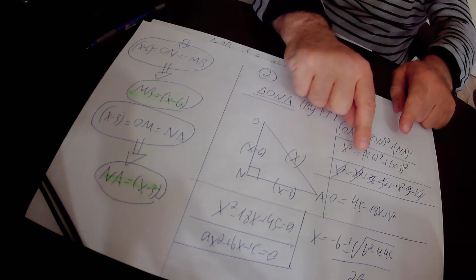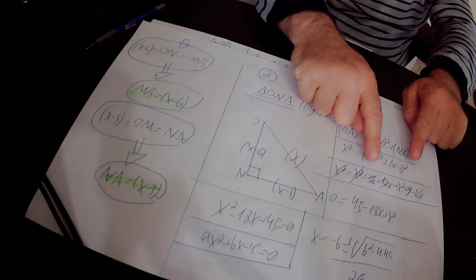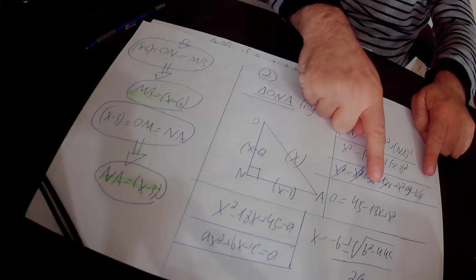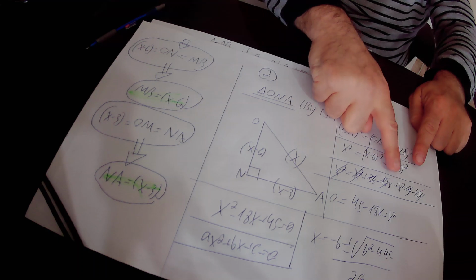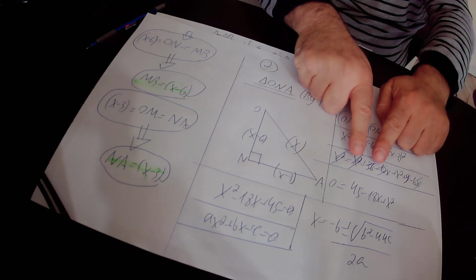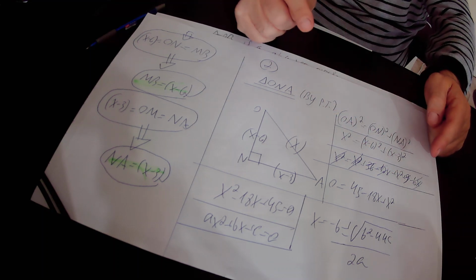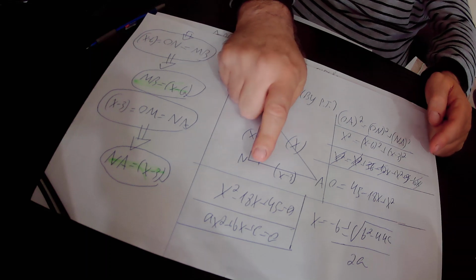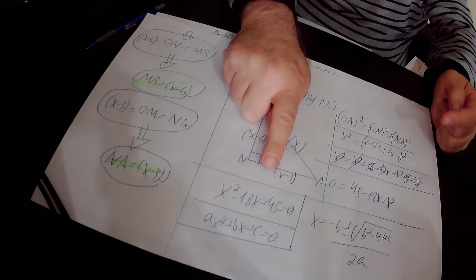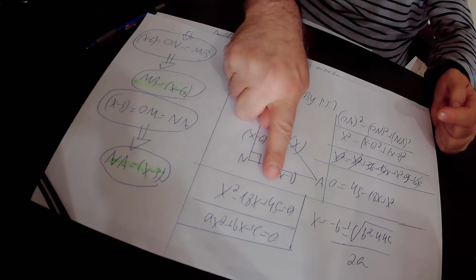That is equal to, here 36 plus 9 is 45. And we also have minus 12x minus 6x, which is minus 18x, plus x squared. So in conclusion, we found out that 0 equals 45 minus 18x plus x squared, or x squared minus 18x plus 45 equals 0.